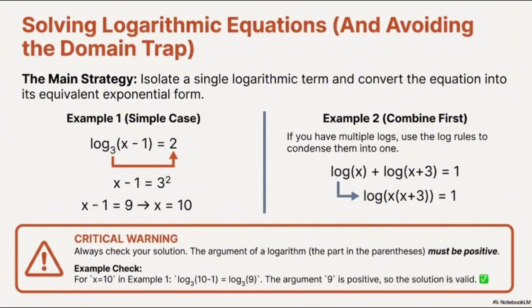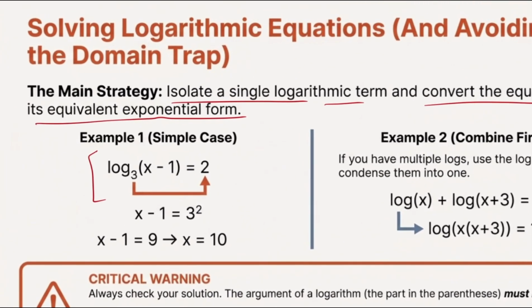If you're trying to solve these equations, there are some pitfalls and problems that I've seen in students, and I'm going to talk about them to help you not get trapped. The main strategy is to isolate a single logarithm term and convert the equation into the equivalent exponential form. What does that mean? You have log of x minus 1 with base 3 equals 2. One thing you know for sure is that x minus 1 equals 3 to the power 2. That is 9, and x is equal to 10.